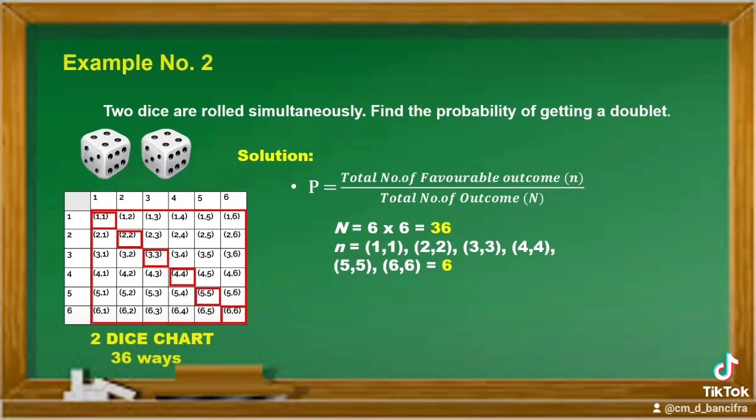So, substitute lang natin itong mga values na ulit sa formula. So, ang probability na doublet is equal to 6 over 36. And by simplifying that, we have 1 over 6. And that's the final answer.